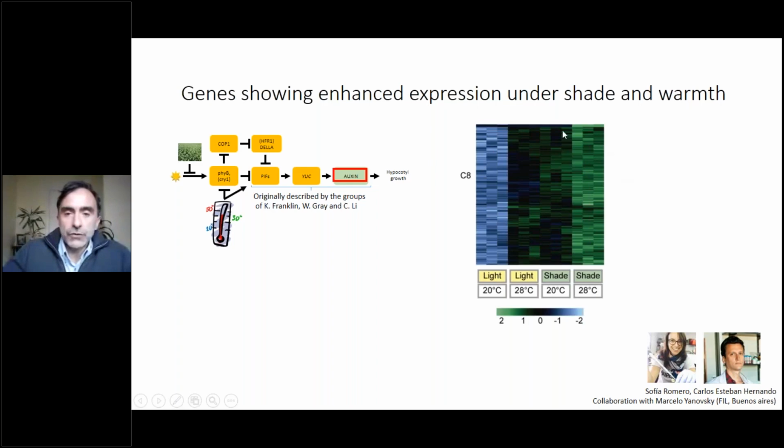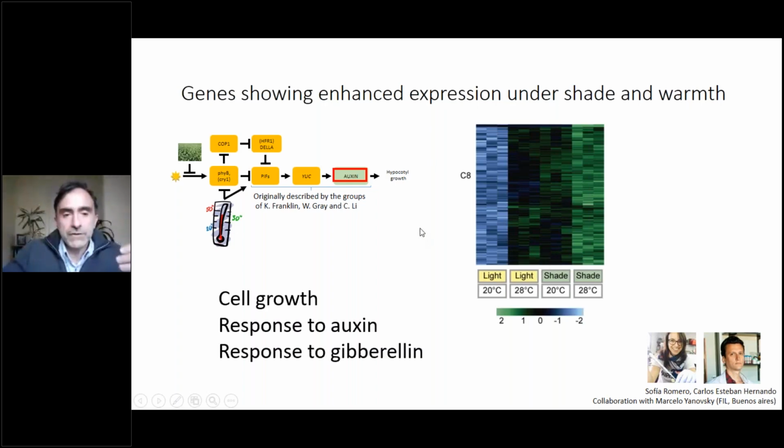And the cluster of genes where expression is increased by both treatments, warm temperature and shade, includes overrepresented GO terms such as cell growth, which relates to this, response to auxin, which relates to this, but we also find response to gibberellin, which relates to this here, because DELLA proteins are negative regulators within the gibberellin pathway. And I'm going to show you in the last slides two results connected to the action of COP1 as an E3 ligase directly acting on DELLA proteins.